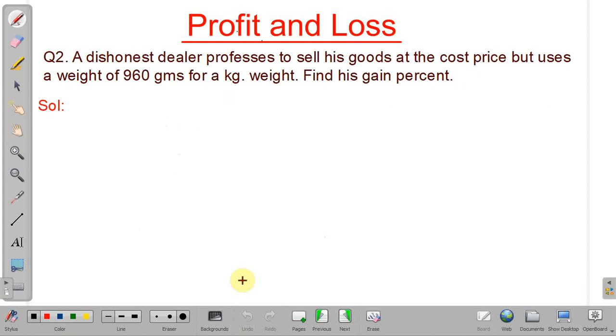So in the next problem, what is there? A dishonest dealer professes to sell his goods at the cost price. He is saying that he is selling his goods at cost price, but uses a false weight. Instead of 1 kg, he is giving only 960 grams. So he is using false weight, and we have to find the gain percentage. So how can we solve this?